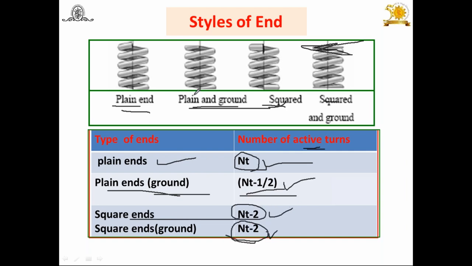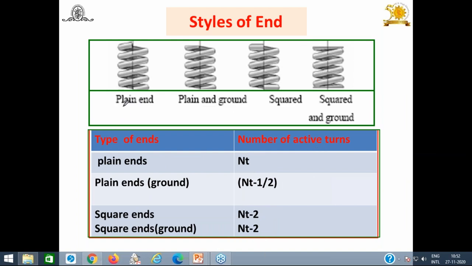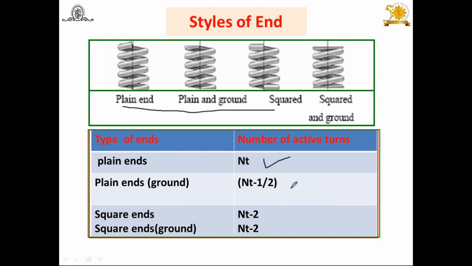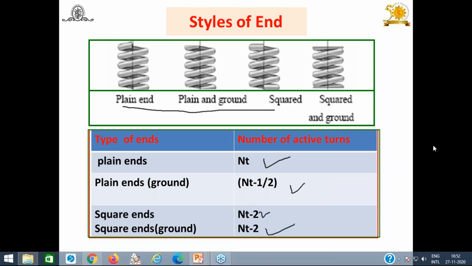Try to understand. So while solving the problem, you have to read the problem statement carefully. The statement may say, design a spring having a plain end or plain end ground end. That's why you have to read the problem statement carefully, and based on that, use the relation to calculate the number of active turns. Very simple, but you have to read carefully and write down the given data. Based on that, you can decide which relation to use for the number of active turns. Okay, I hope you are getting these points.